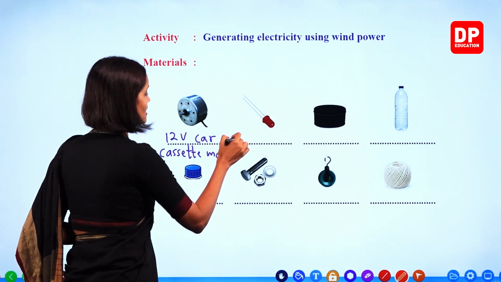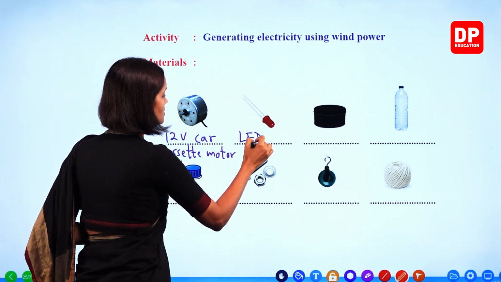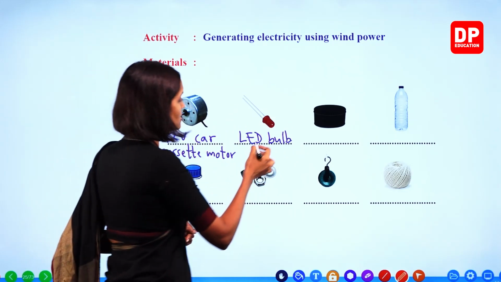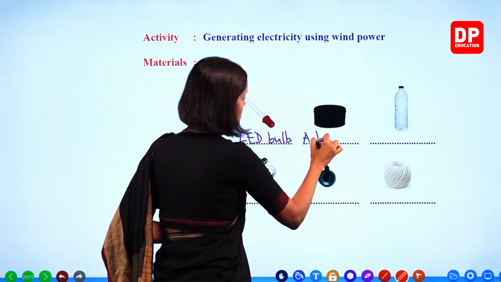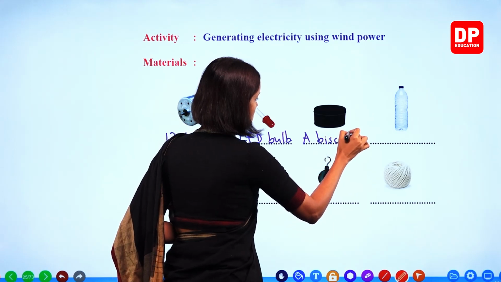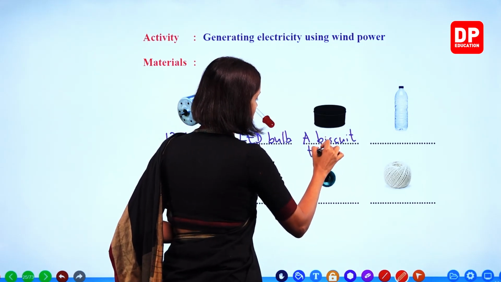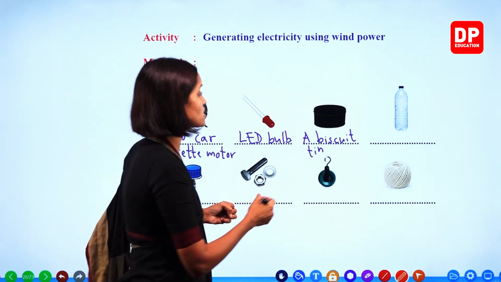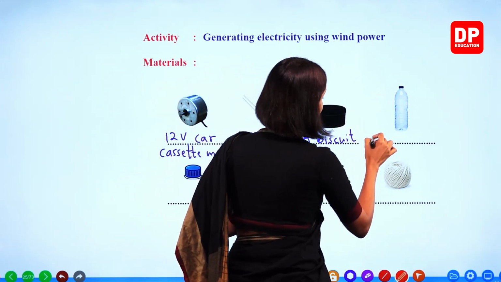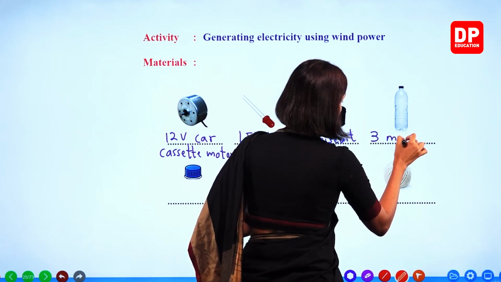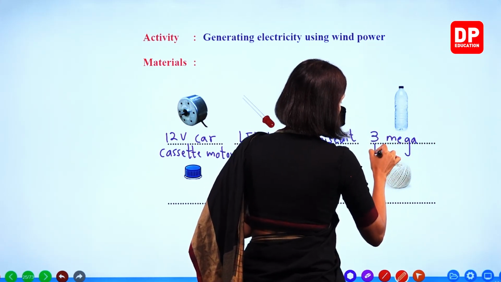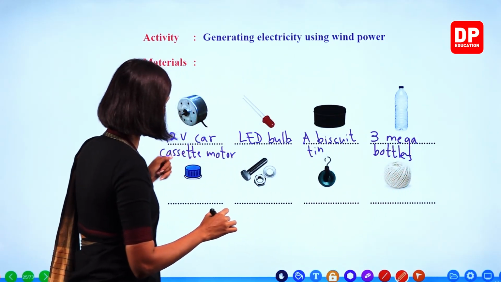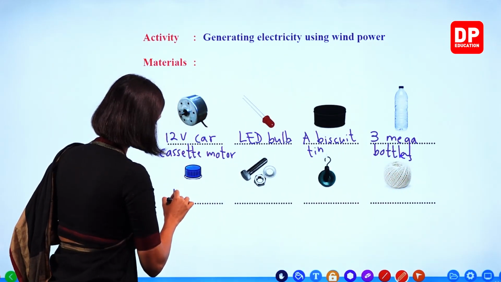And then we need an LED bulb. We need a biscuit tin. We need the biscuit tin to fix some mega bottles, right? And then we need 3 mega bottles. And then we need 3 bottle lids.